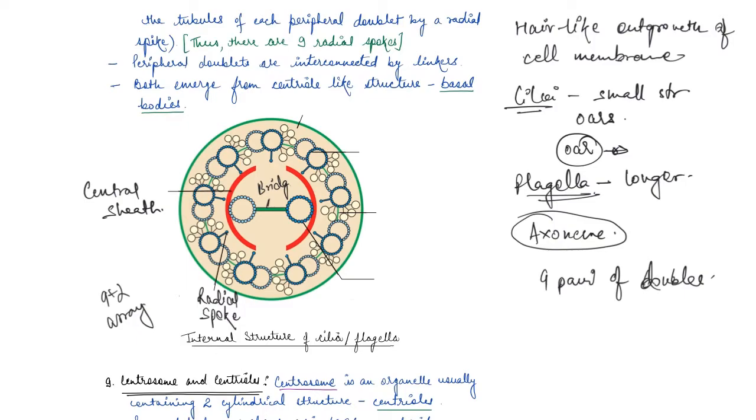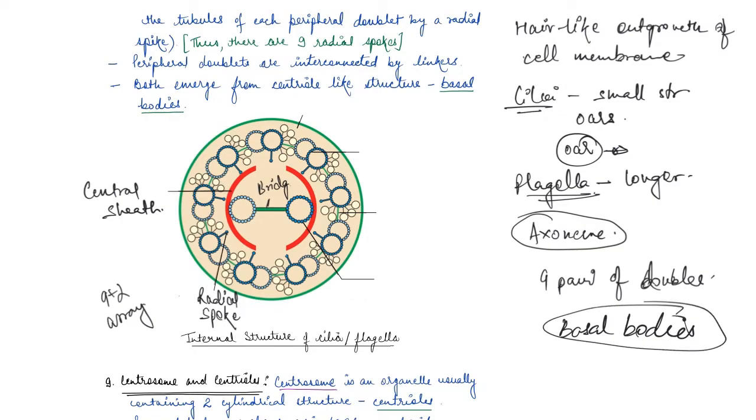And both the cilia and flagellum emerge from centriole-like structures which are known as basal bodies. Basal bodies. So both emerge from basal bodies.